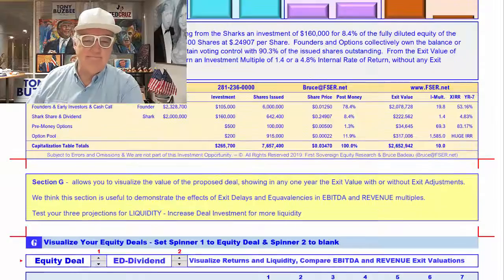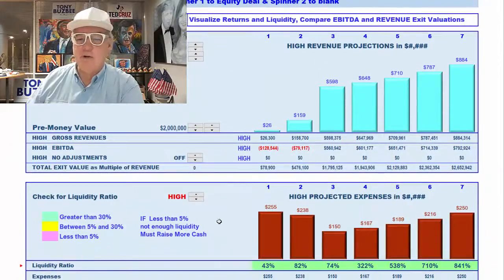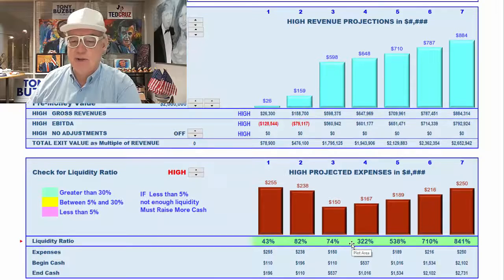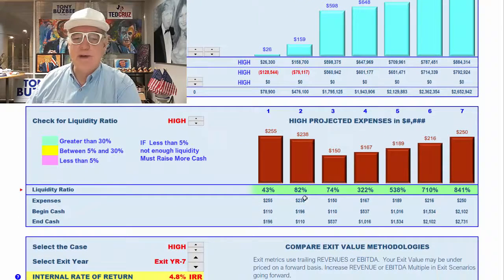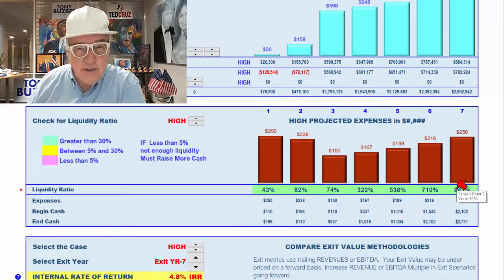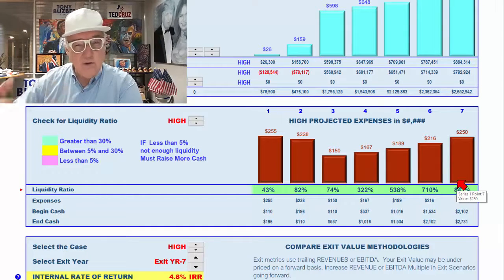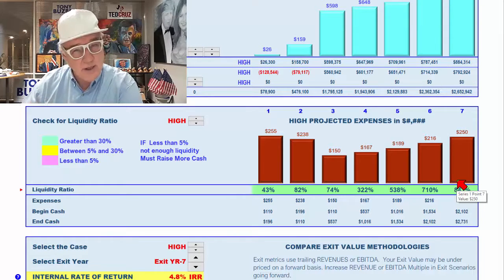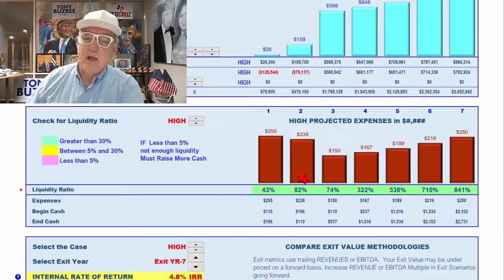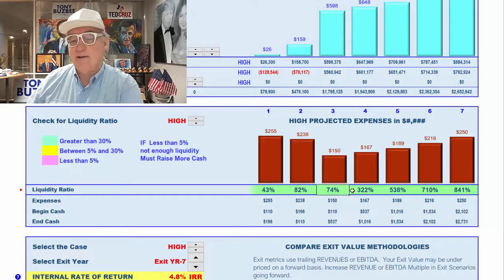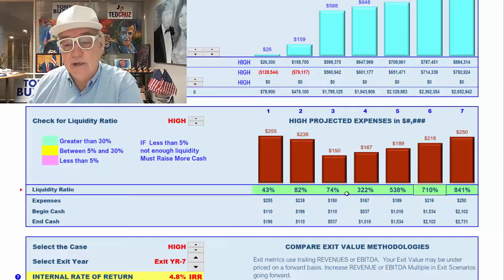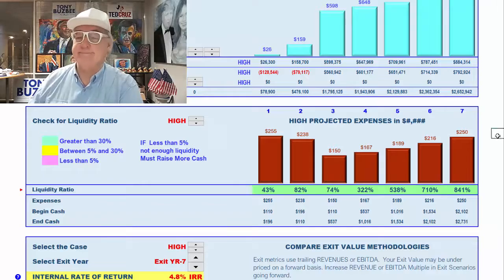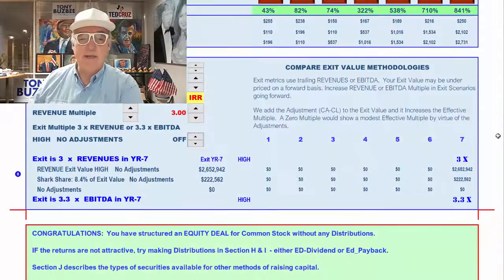Okay, so we're going to scroll down here. And of course, you can visualize the whole deal here. And the most important thing is to take a quick look at what our liquidity ratio is. And you know that that is the beginning cash divided by that period's expenditures. And of course, it flows over into the next year because the ending cash is what's going to be the beginning cash for the next year. So I'll show you how that works in a moment. But right now, 43, 82, 74, 3, it looks like we have excess cash in 4, 5, 6, and 7. And maybe a little bit in here too. So let's keep on coming down.